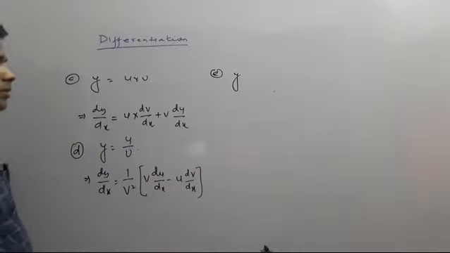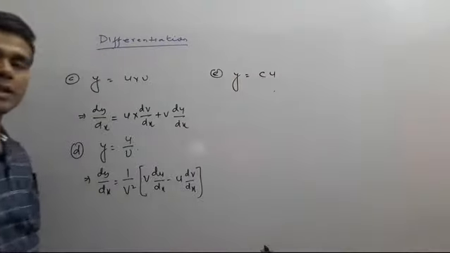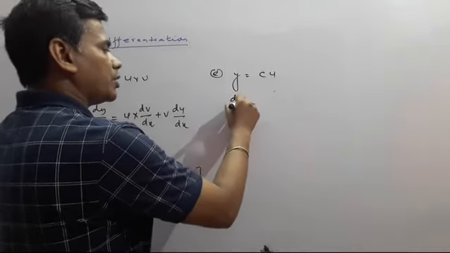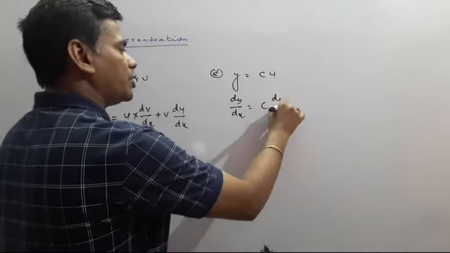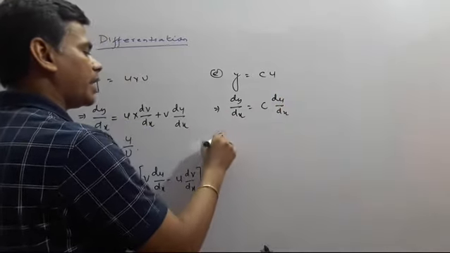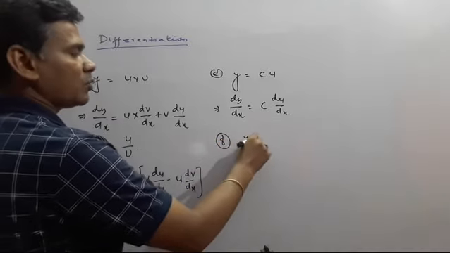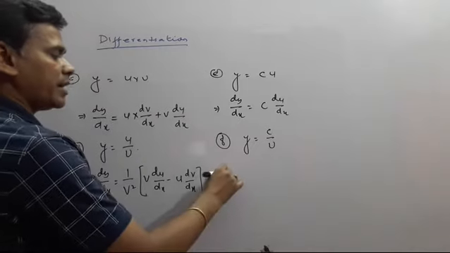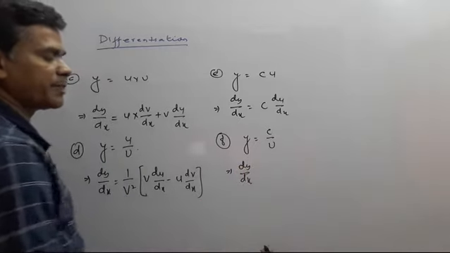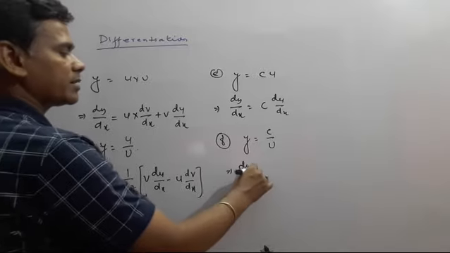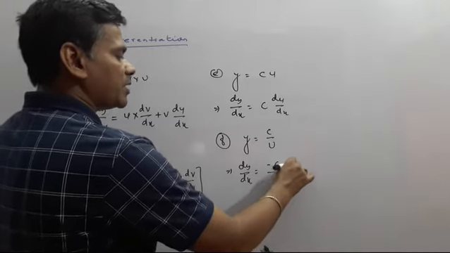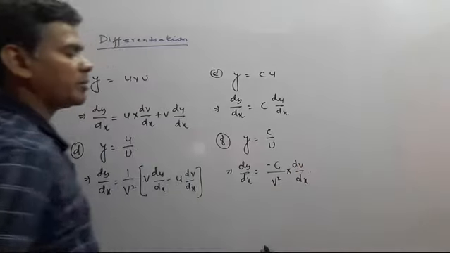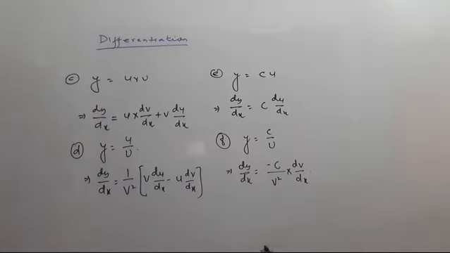Number E, y equals c into u, where c is a constant. So the constant is kept at rest and only u is differentiated, so c du by dx. Number F, if the function is given as y equals c by v, then the differentiation of this type of function with respect to x is dy by dx equals minus c by v square, c being constant, and differentiate only v, so dv by dx. So these are very important rules and formulas.